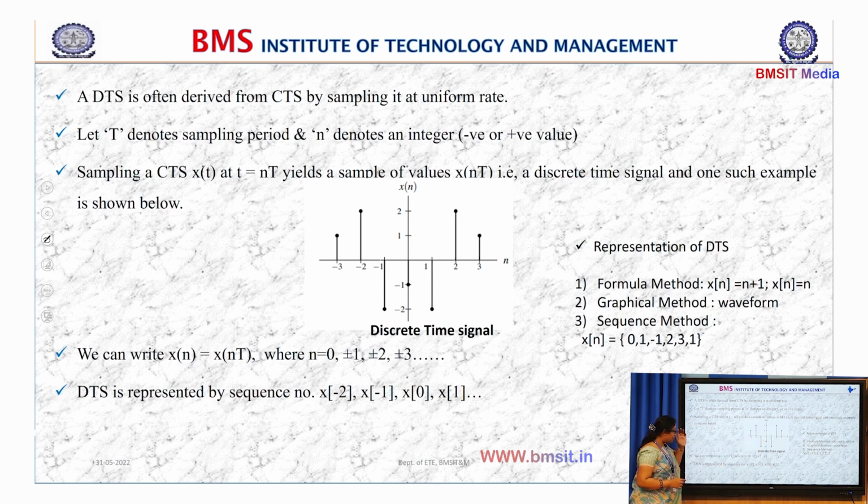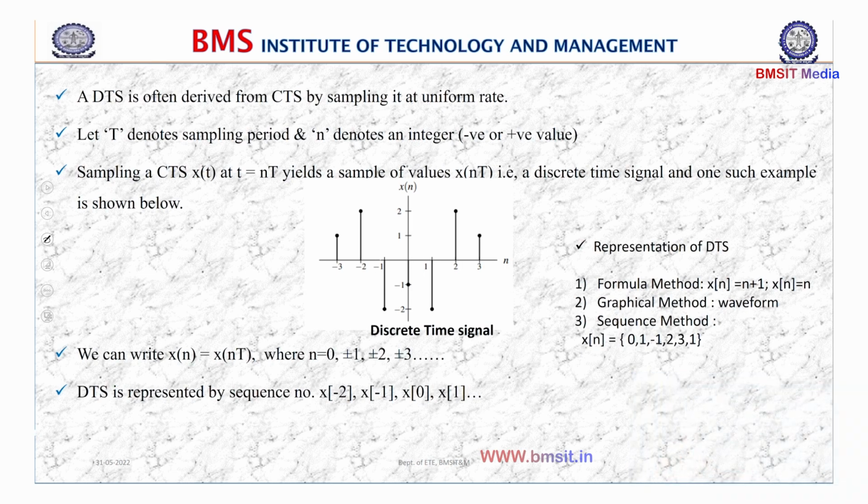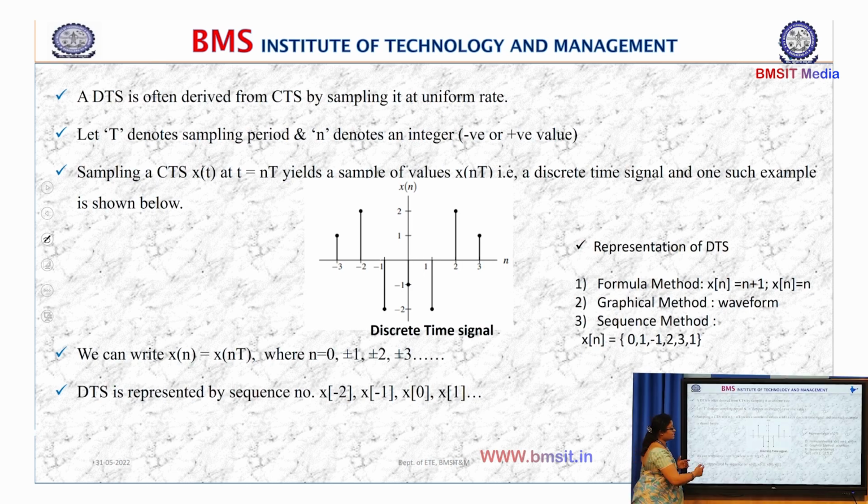I can represent the sequence like this also. That is your discrete time sequence. We can represent it in sequence form also, where x of -2, x of -1, all these indicate the amplitude at n is equal to -2, n is equal to -1, n is equal to 0, n is equal to 1 respectively.